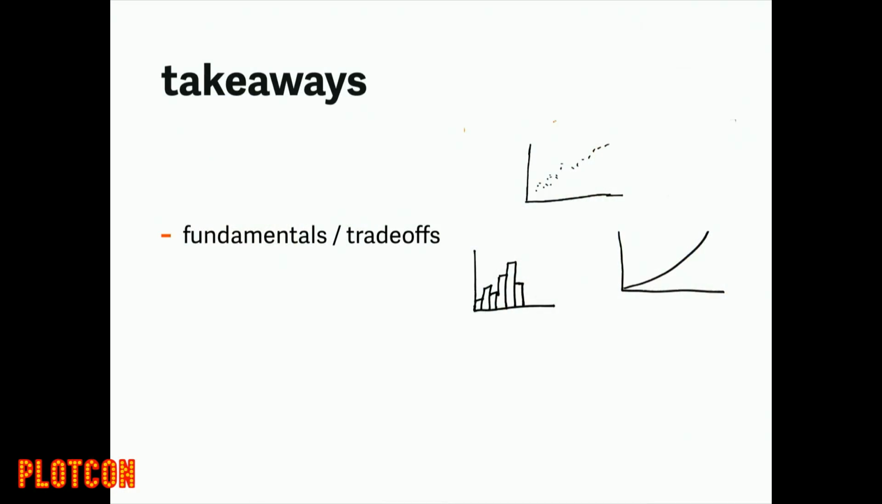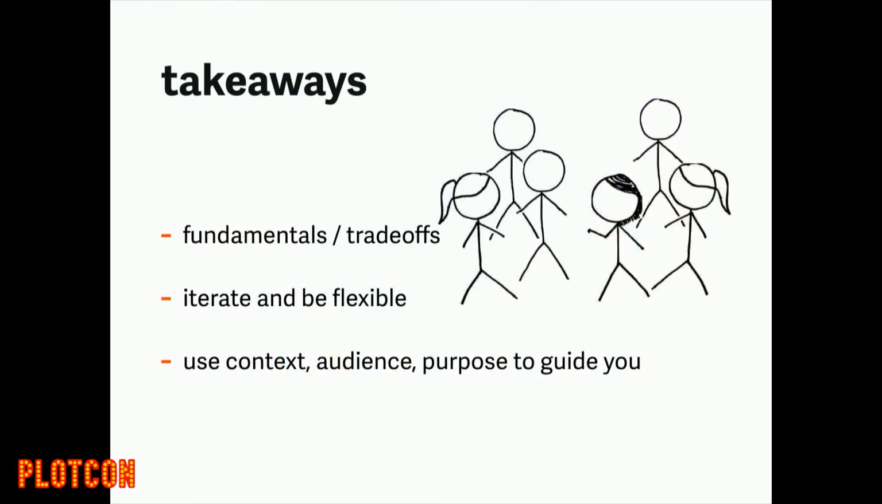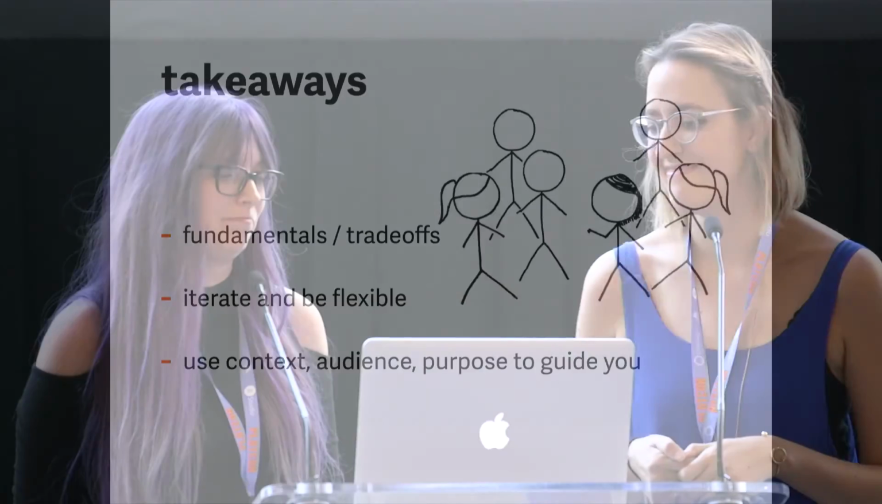But the iterative process definitely helped us get there, and something that's important to be able to do these kinds of iterations and get the kind of valuable feedback you need to get to these good results is to understand the fundamentals and the trade-offs that you make when you're choosing between them. And you need to be able to be flexible and iterate. You have to be comfortable with letting go of certain ideas if they're not working and moving on. And really using feedback and context and audience to guide how and why you're making the choices that you make.